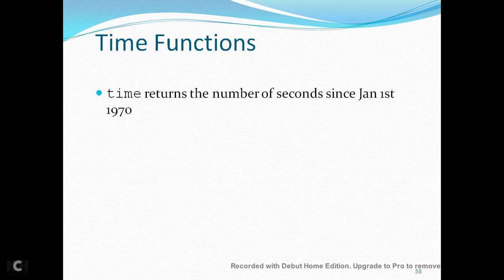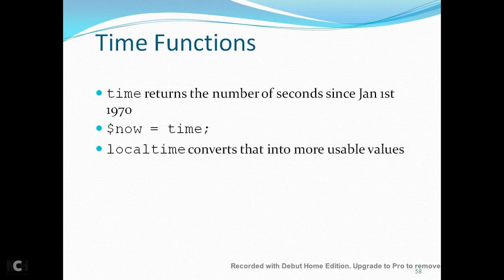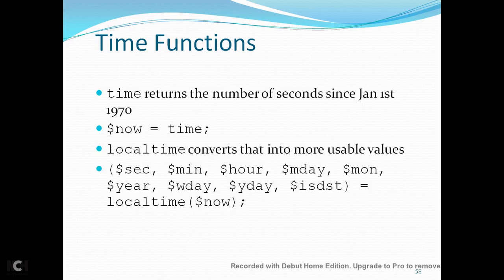Time returns the number of seconds since Jan 1st 1970. Let's declare a variable called now, and time is the predefined keyword that will capture the time into this. The localtime converts that into more usable values like seconds, minutes, hours, day of month, month, year, weekday, day of year, and ISDST. So this is the localtime. When we use localtime, it can split the time into these variables.